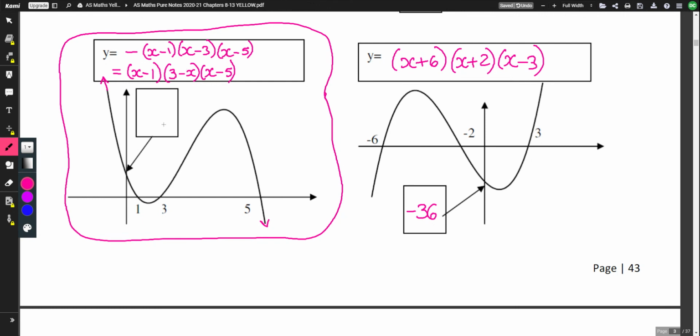And there we have it. So now we have the equation of the curve. We need to see where does it cross the y-axis. When x is 0, we get -1 times 3 times -5, which is positive 15.